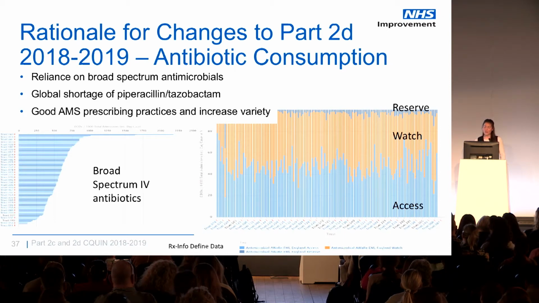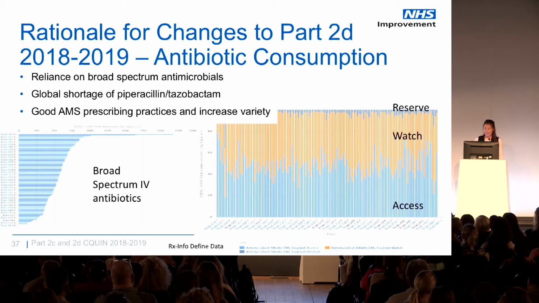And then also on the right-hand side, we also have a graph showing the proportion of antibiotics used within the AWaRe categories. So as you can see, the majority come from Access and Watch categories. But again, similar to IV broad-spectrum use, there's a lot of variation out there.